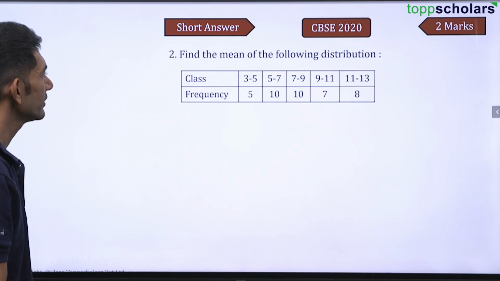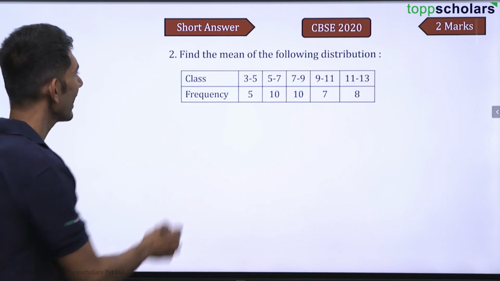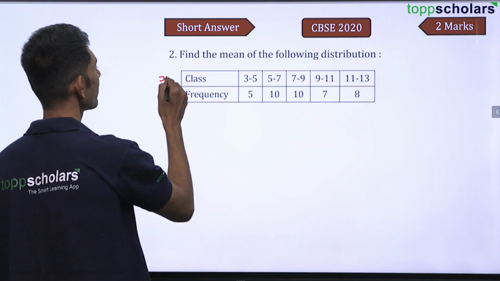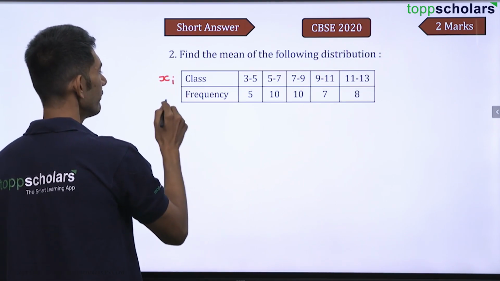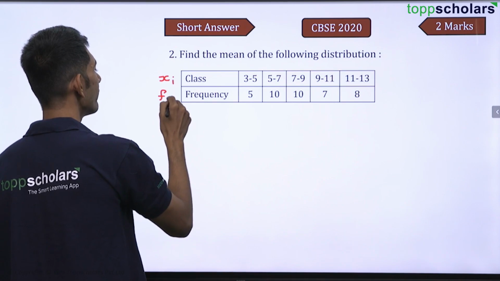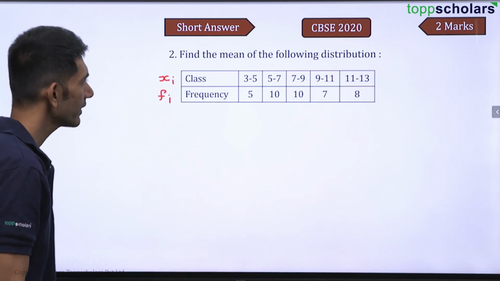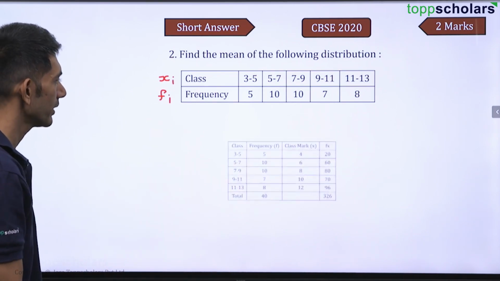So here is the next question. The question says, find the mean of the following distribution. So the class is given. Class is denoted by x. You can also take it as xi. Frequency is given. You can denote that by f or fi. Class is given, frequency is given. We are supposed to find out the mean.